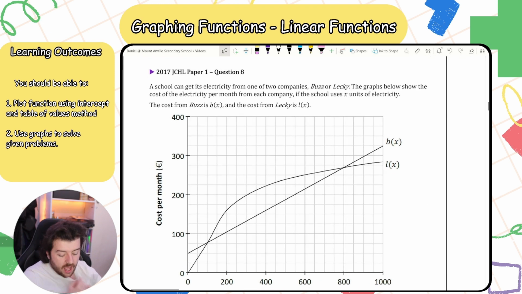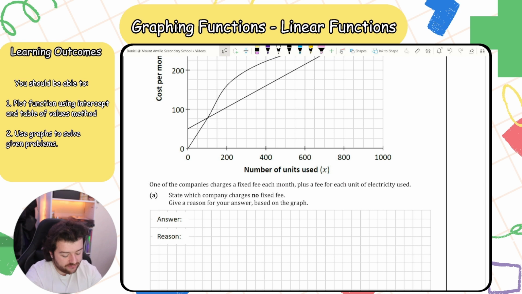This one here is from the 2017 Junior Cert paper. A school can get its electricity from one of two companies, Buzz or Lecky. The graph below shows the cost of electricity per month from each company if the school uses X units of electricity. The cost of Buzz is B(X) and the cost of Lecky is L(X). So there are the two graphs there.